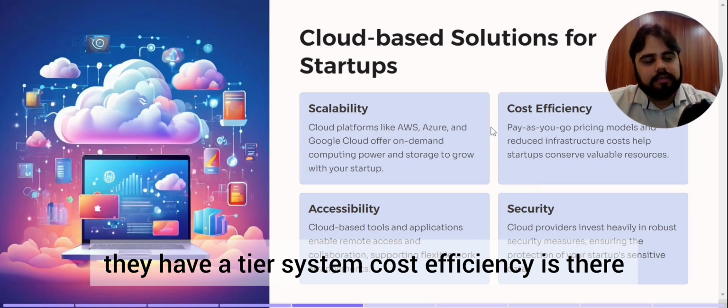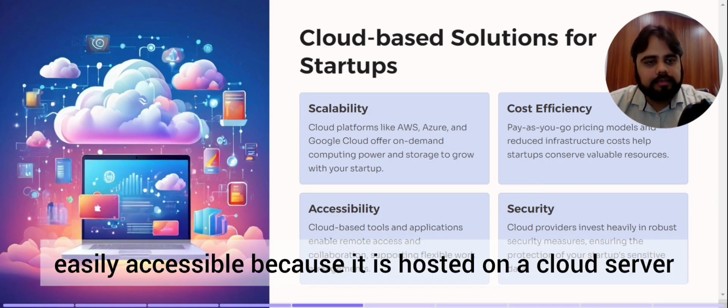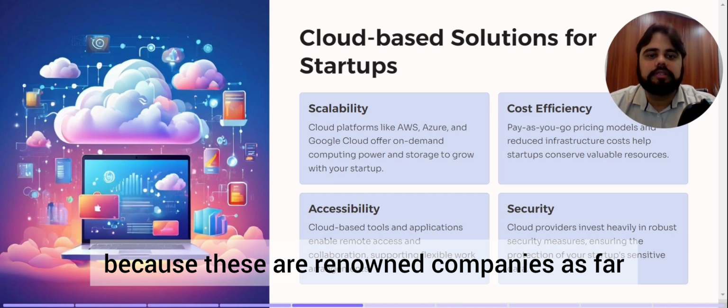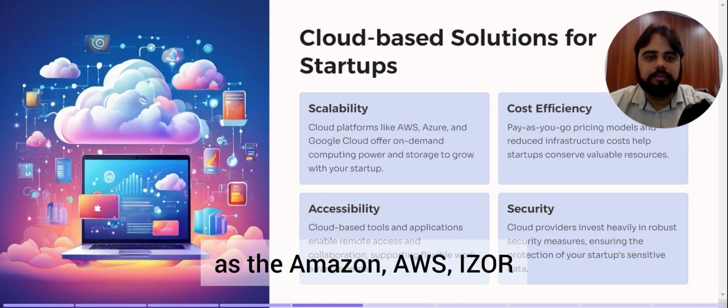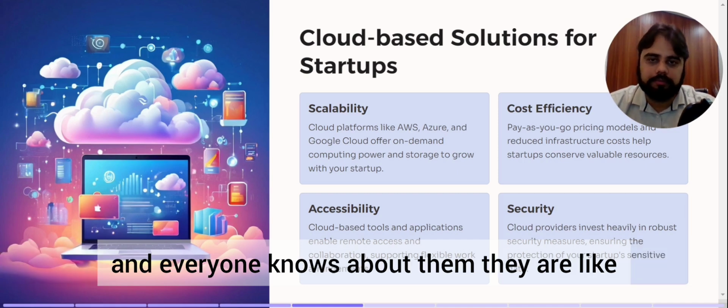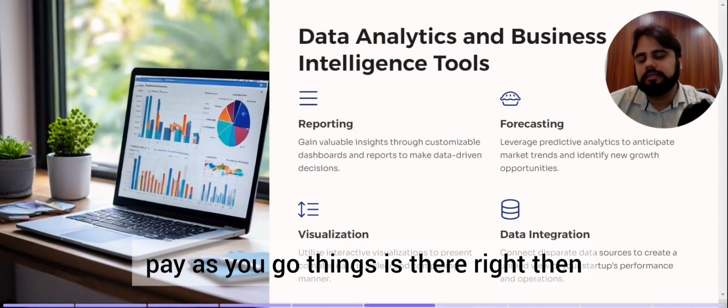Cost efficiency is there because it's a pay as you go model, and it is easily accessible because it is hosted on a cloud server. Your private servers are not required. And security definitely is there because these are renowned companies. As far as Amazon AWS, Azure, Google Cloud are concerned, they are really renowned companies and everyone knows about them. Data is really secured, flexibility is there, pay as you go is there, right?